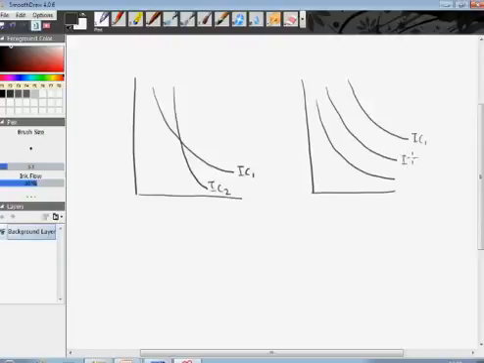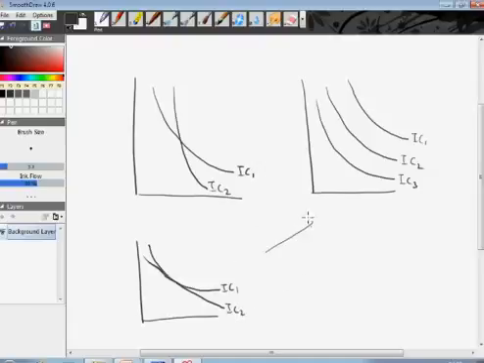Suppose this is IC1, this is IC2, this is IC3. One IC curve will not intersect another IC curve like it is happening here. In the same way, if this is IC1, the other IC curve will not be tangent to IC1. Again, it will be like this only.